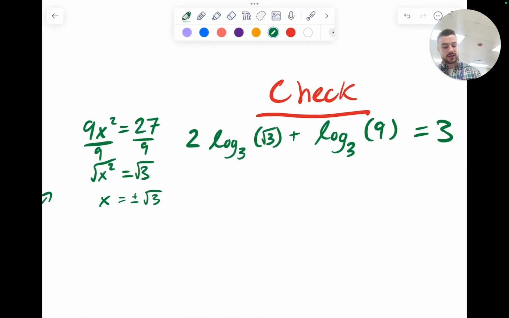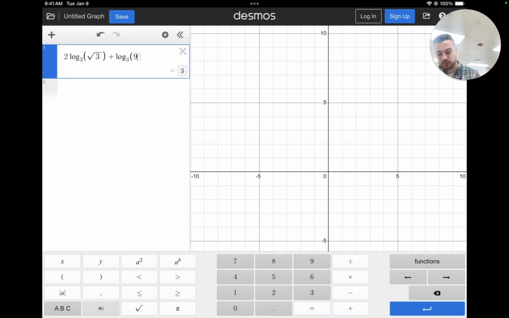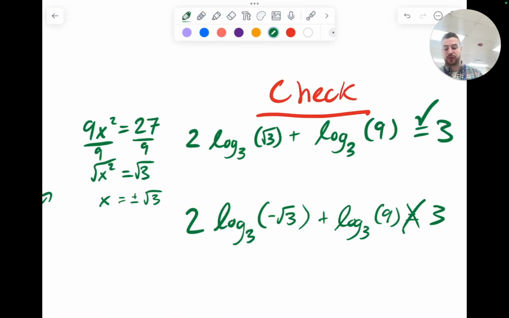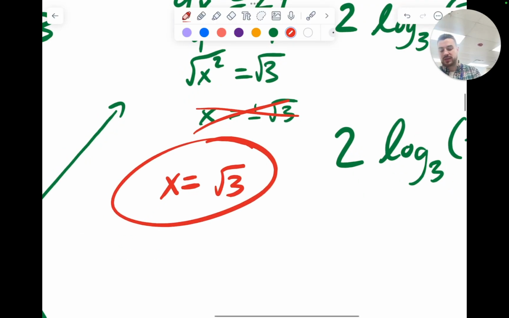So that tells us that positive square root 3 works, but now we should double check with the negative square root 3. Now when I do this, I get an undefined value, and that is because we cannot take the log of a negative number. So what that tells us is that this did not equal 3, and therefore this isn't really our solution. Our only solution is x equals positive square root 3, because we would say that x equals negative square root 3 is extraneous.